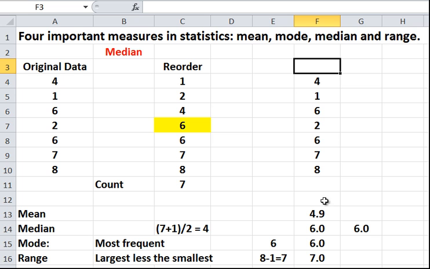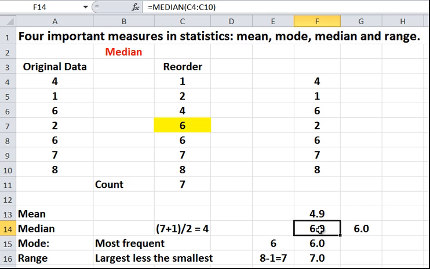Now, if I want the mean, the average, again, in Excel, there's a formula. We type in the equal sign, AVERAGE, and we tell it the average of what? The average of F4 to F10. Here's F4 and here is F10, the F column and the 10th row. So the mean can be calculated straight away from Excel.